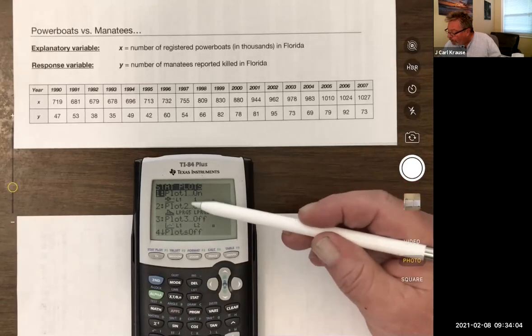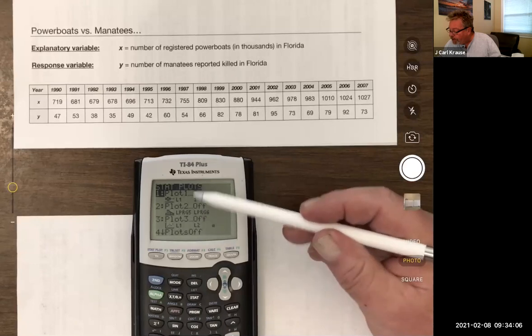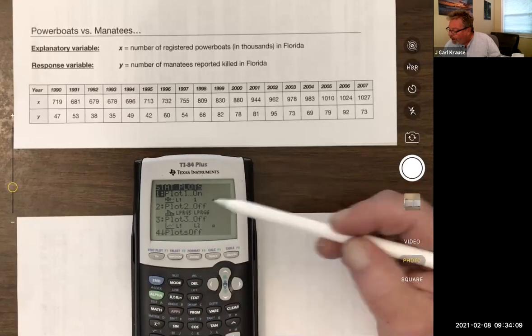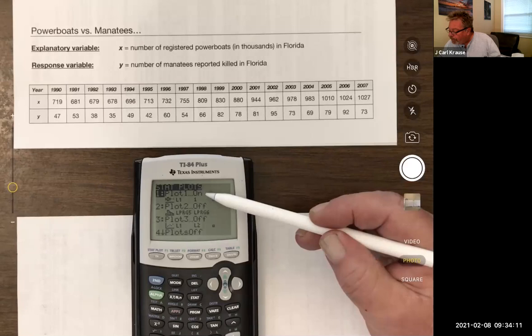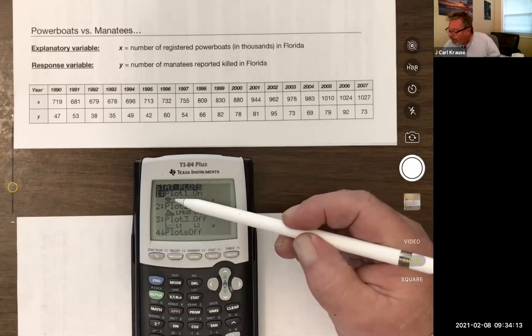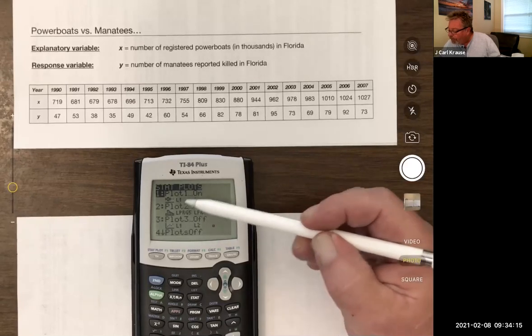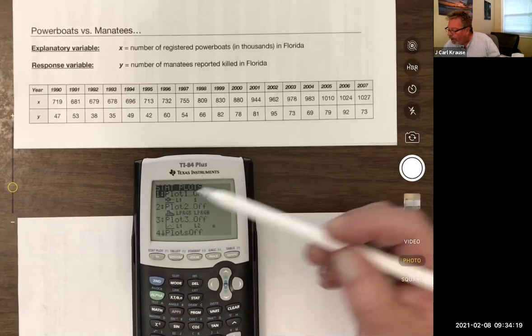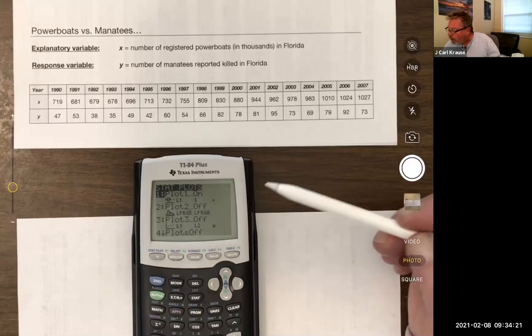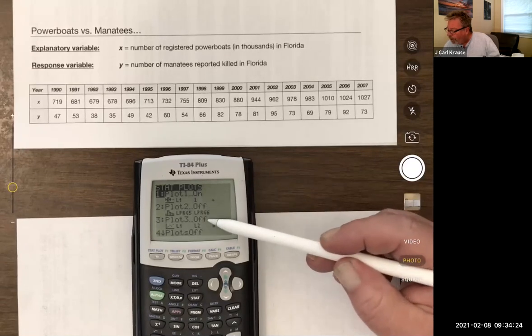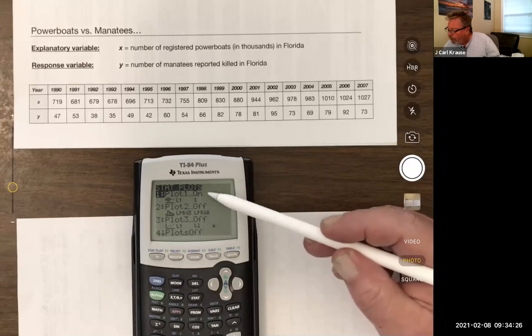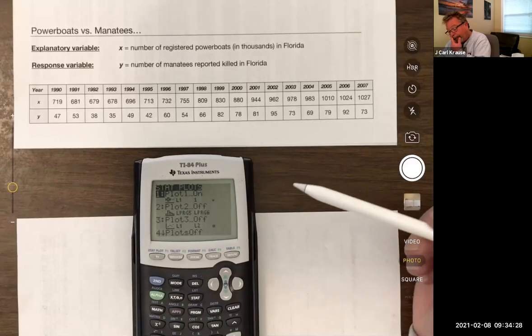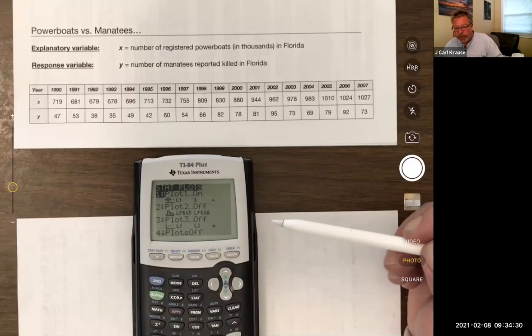So there's plot 1, plot 2, plot 3. There are 3 plots built into the calculator. And right now, plot 1 is turned on. It is set up to do a box and whisker plot that will show outliers using the numbers in list 1. I want plot 2 and plot 3 to be turned off. I only want to have one plot turned on at a time. So let's go in and work in plot 1.